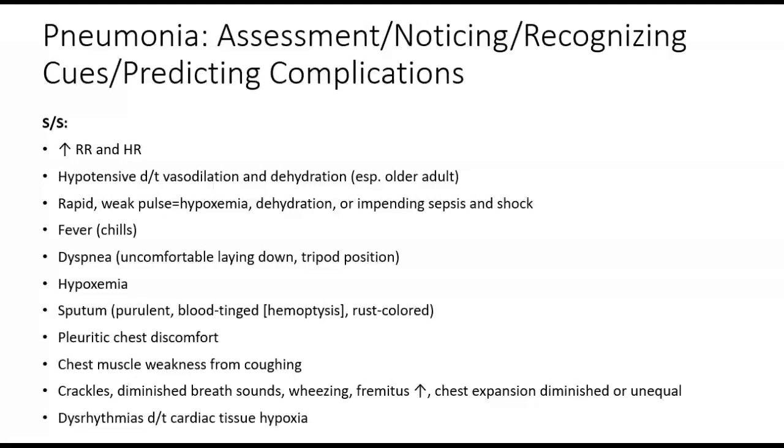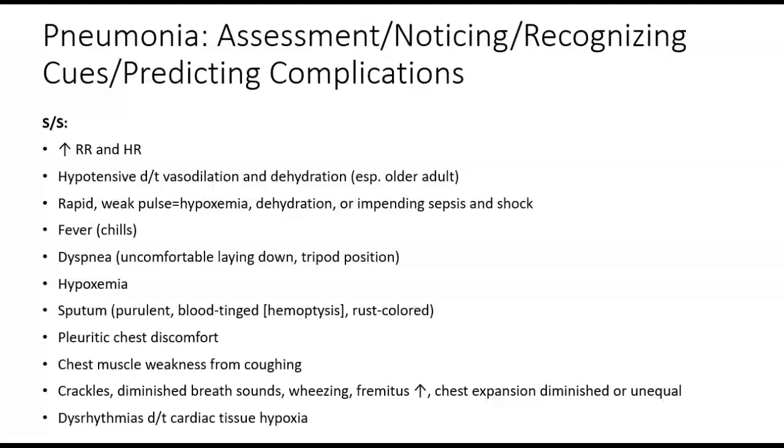A rapid, weak pulse. That could be from the hypoxemia, dehydration, or an important clue of impending sepsis and shock. So if you have a patient that starts having a rapid, weak pulse and their blood pressure is dropping, we'd be concerned about sepsis and shock. Fever and chills, dyspnea. Patient may be uncomfortable lying down and positioning themselves in the tripod position.